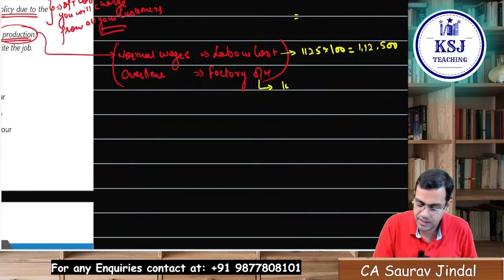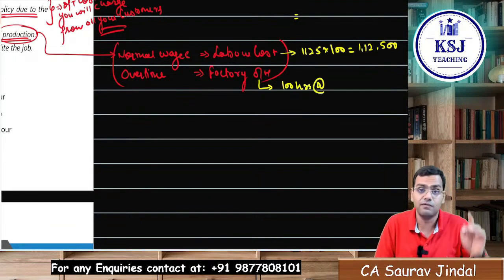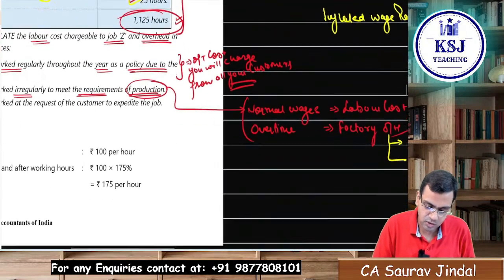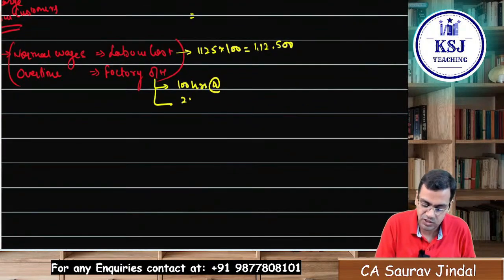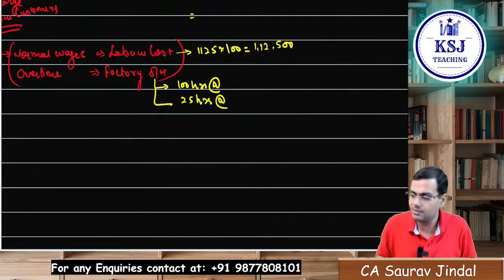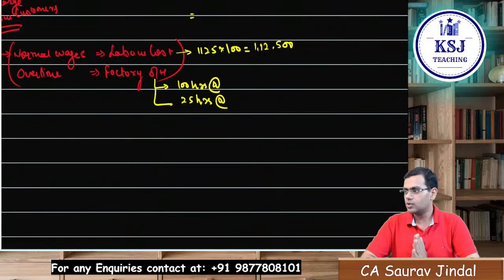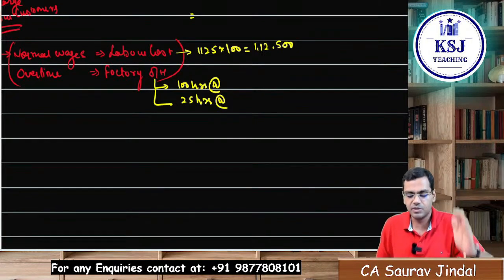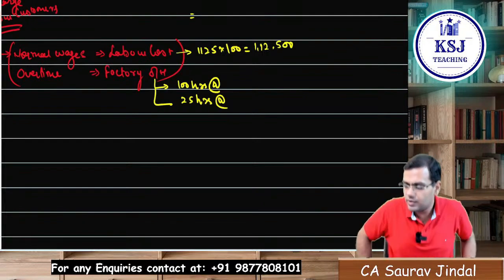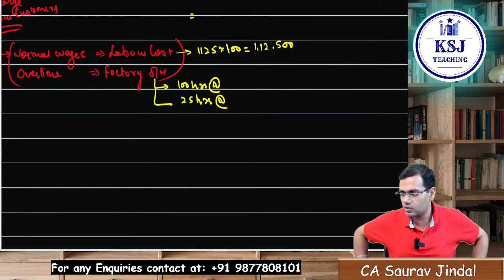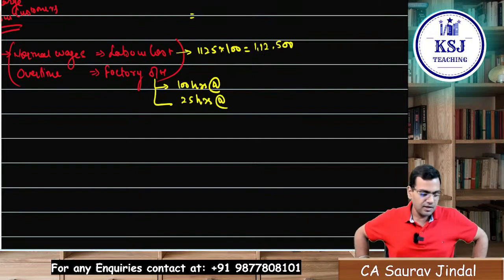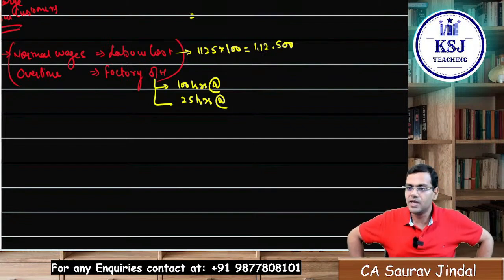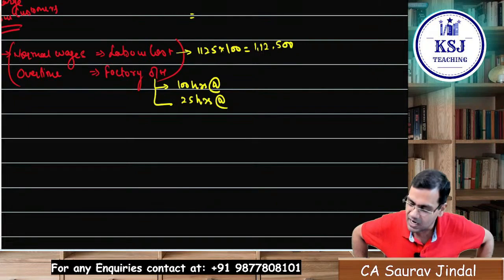Sir, 100 hours at the rate of what? At the rate of 175 or what? Tell me. And the remaining 25 hours, what will be the rate at which I will be charging the overtime here? Tell me the rate quickly. For 100 hours also and for 25 hours also, what will be the rate? 175 and 225. I am saying 175 and 225. What's your take on that? I want to know whether I am correct or not, please tell me. According to me, it should be 175 and 225.